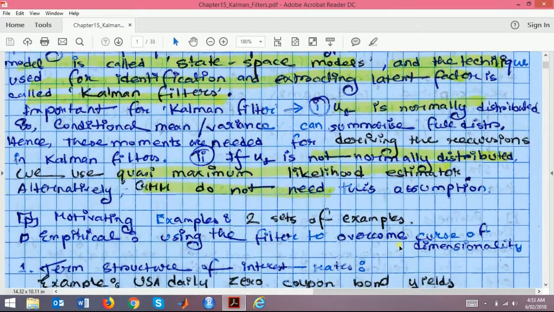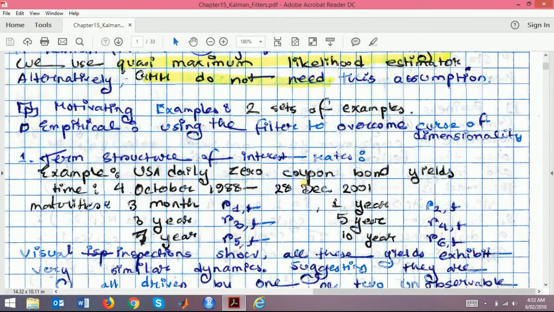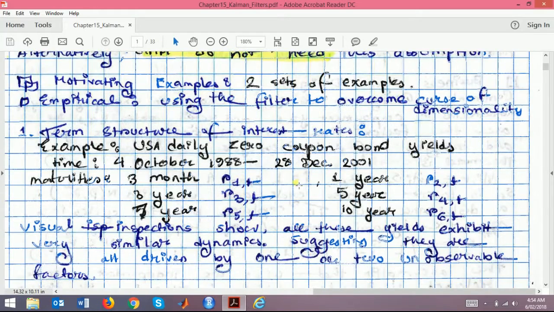Motivating example. Let's talk about two sets of examples. Empirical, using the filter to overcome the curse of dimensionality. Number one, term structure of interest rates. An example is US daily zero coupon bond yields. The time is between 1988 and 2001, and we are talking about 6 variables. We have a 3-month interest rate, 1-year interest rate, 3-year interest rate, 5-year interest rate, 7-year interest rate, and 10-year interest rate.